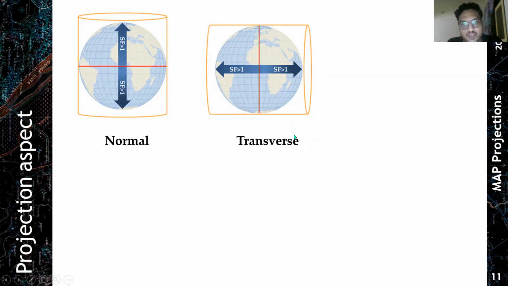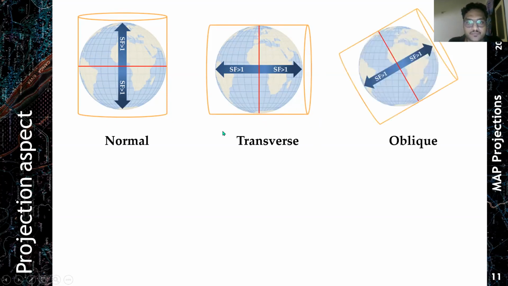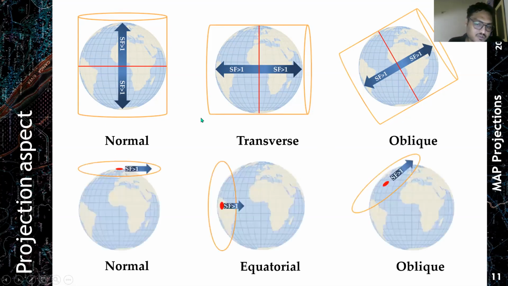Now there is another way we can project this or align the cylinder, and that is at some predefined angle or at the angle of your choosing. And in this case, again, the standard line is between the 2 points that are tangential to the reference globe. So again, the scale factor will increase as we move away from the standard line. So this is also the case with the conical projection as well as the planar projection. So in the case of the azimuthal projection or the planar projection, we can have the normal aspect or we can have the equatorial aspect.